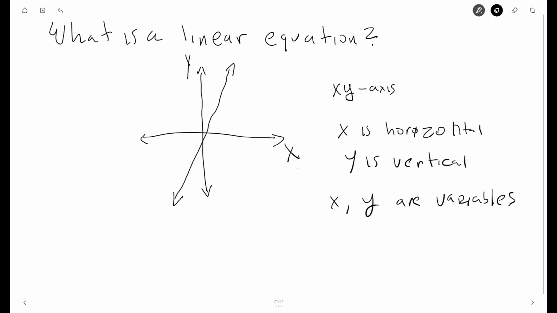So this graph, this line depends on x to produce y.